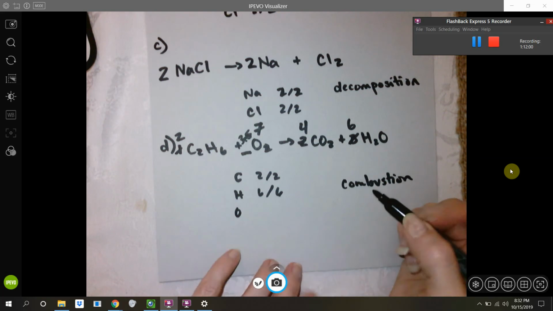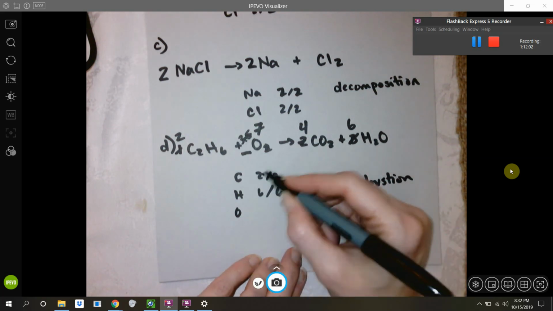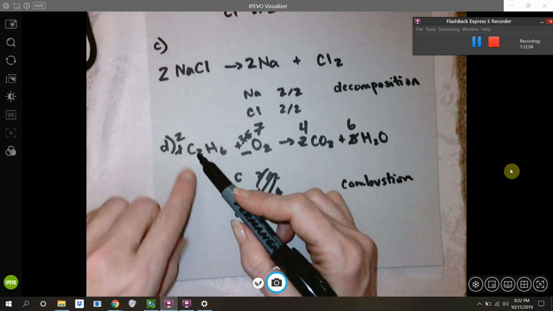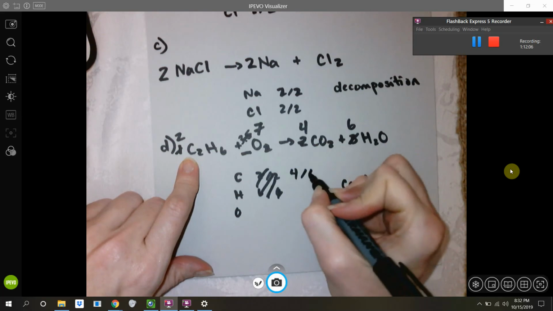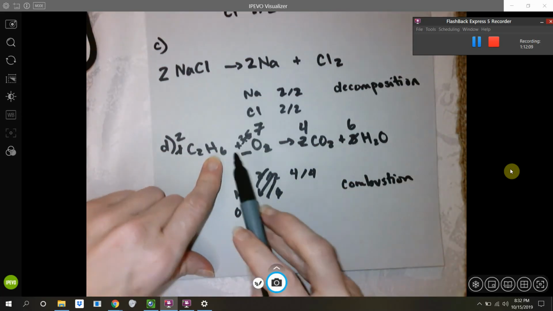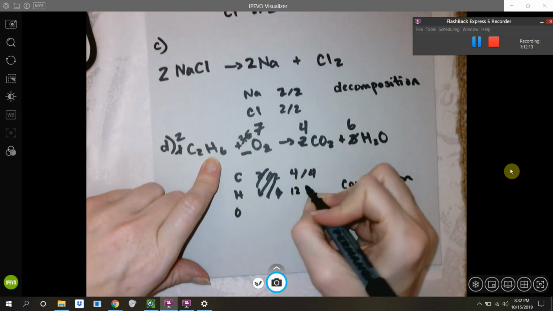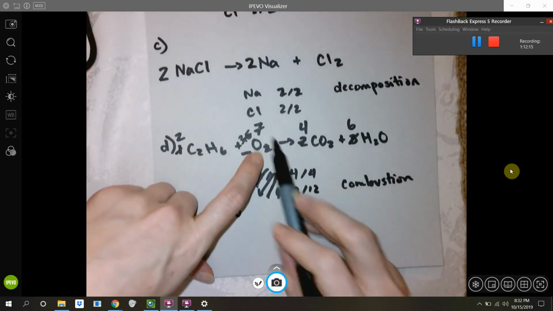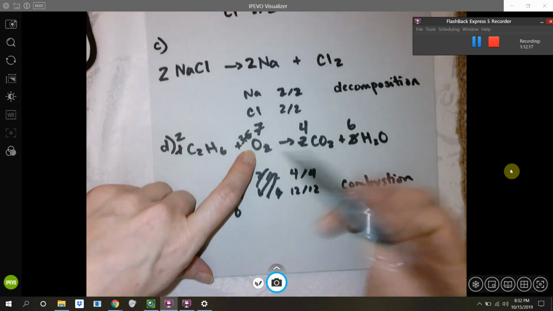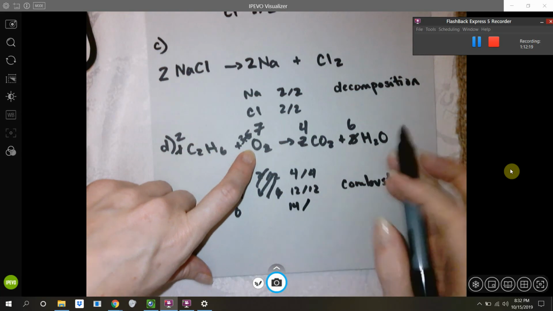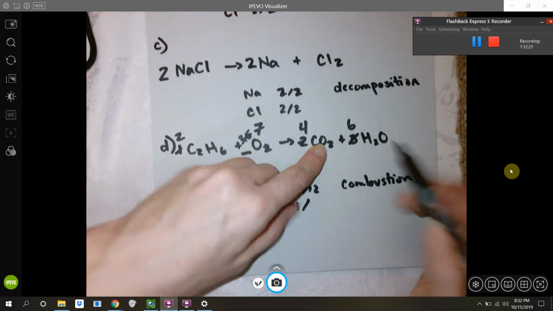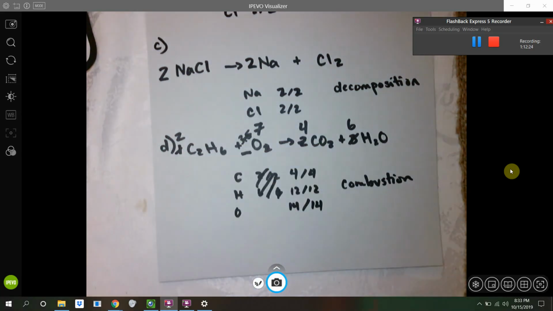And we should have our numbers work out okay. So carbon, we have 4 over here and 4 over there. We have 12 hydrogens and 12 hydrogens. And now we have 14, 7 by 2 gives us 14 oxygens. And over here we have 8 plus 6, 14 oxygens. Okay.